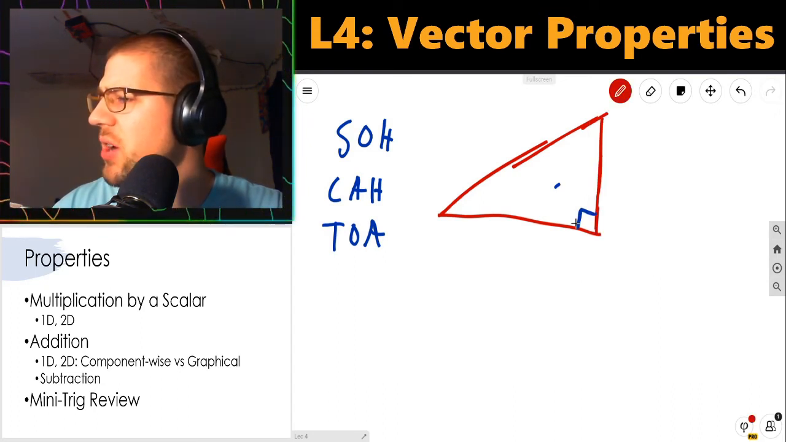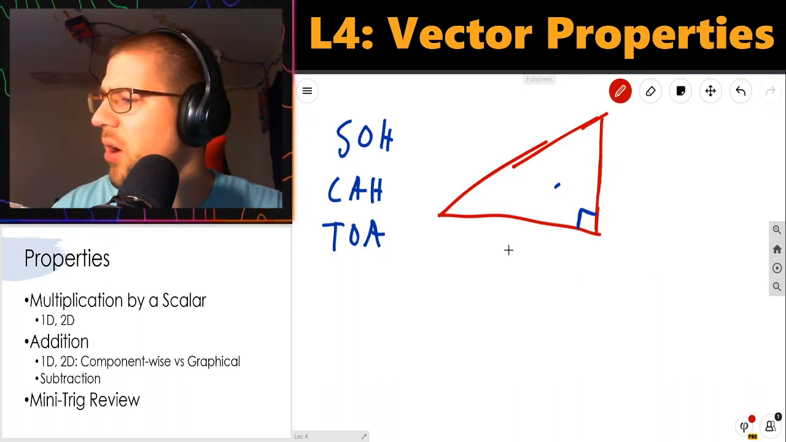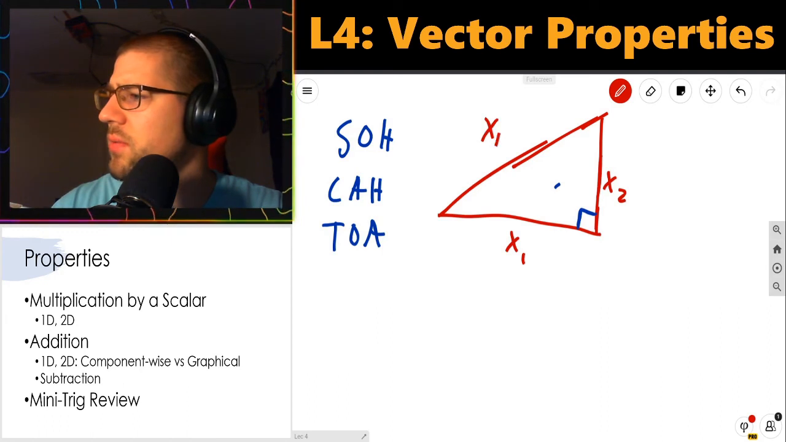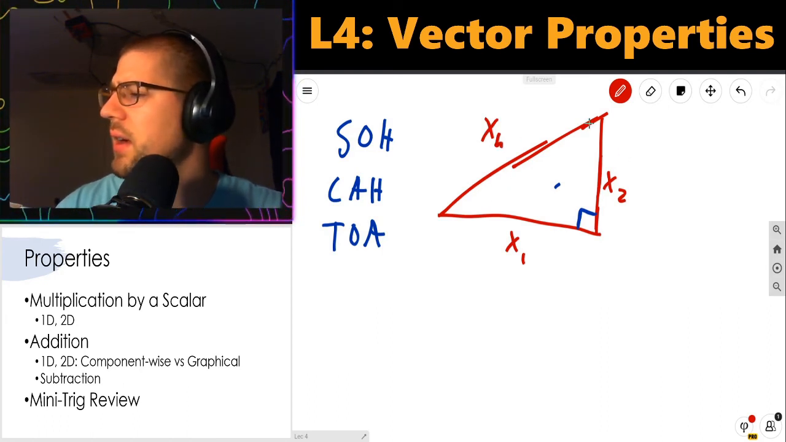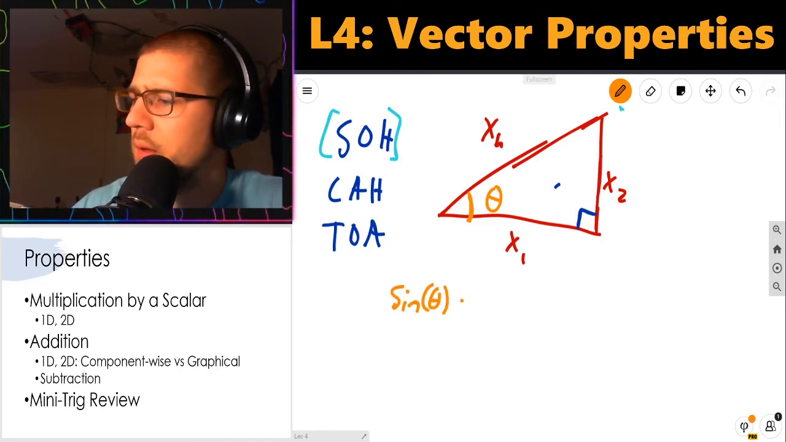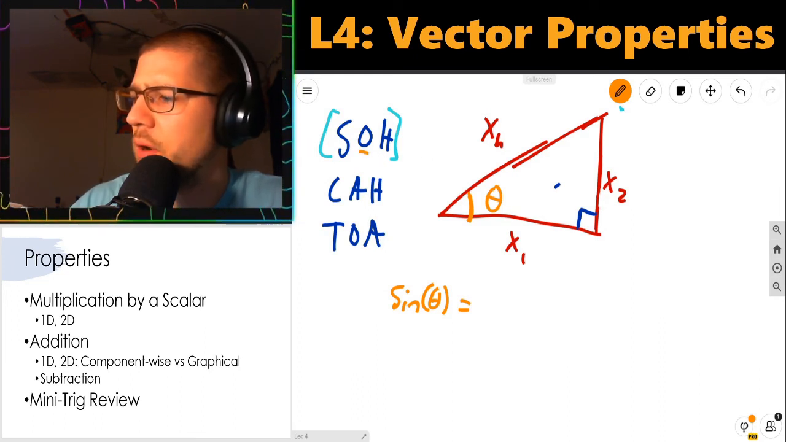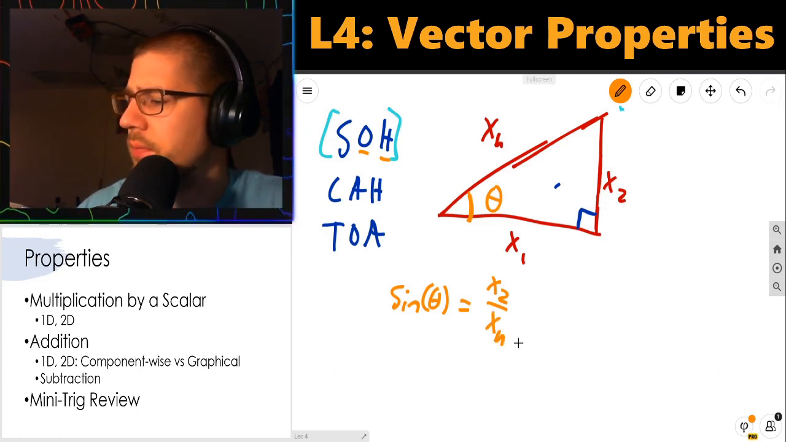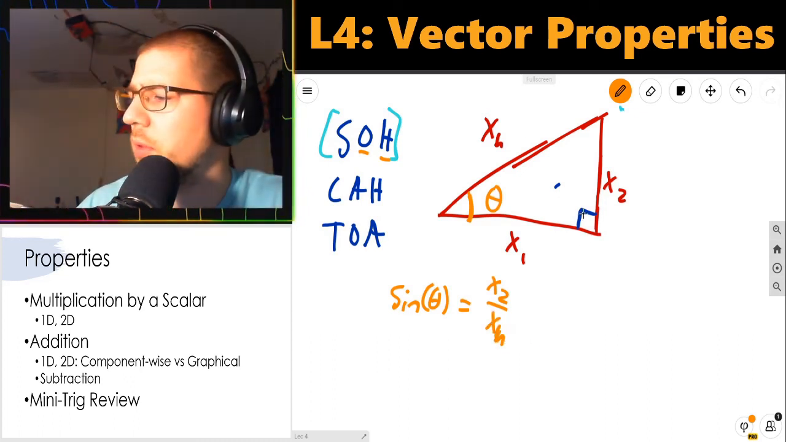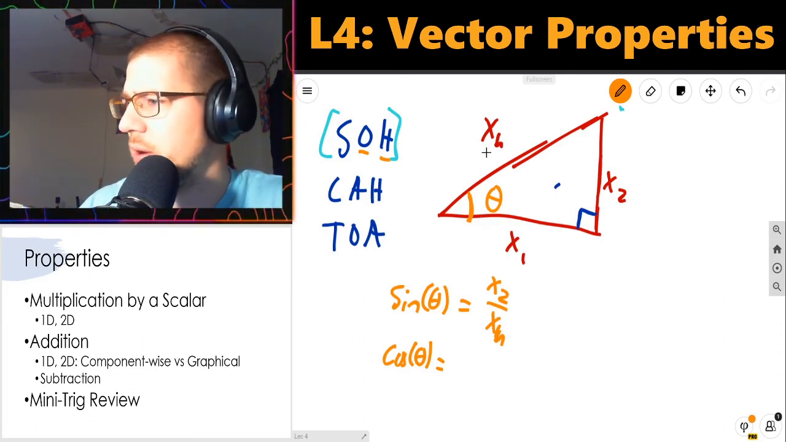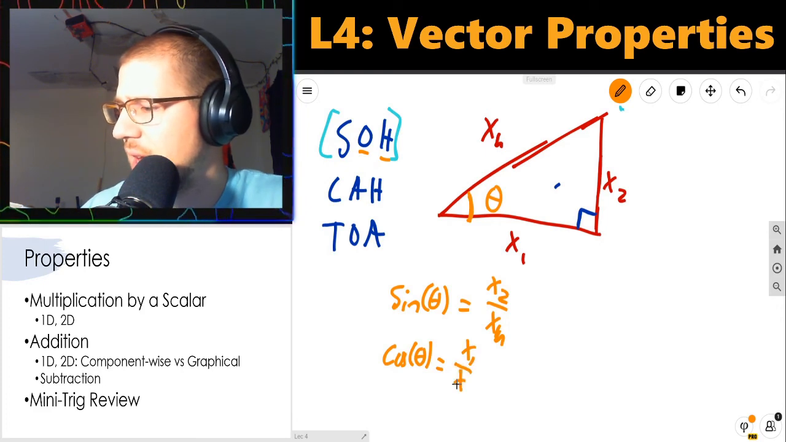So each of these legs, I'm going to call, let's say, x1, x2, and we'll call this one xh, hypotenuse, for the length of this upper one. So that tells me that the sine of theta is the opposite over the hypotenuse. So that'd be x2 over xh here. The hypotenuse is always directly across from the right angle. Cosine of theta is adjacent over hypotenuse. So adjacent is the one that's not the hypotenuse. So that's going to be x1 over xh.